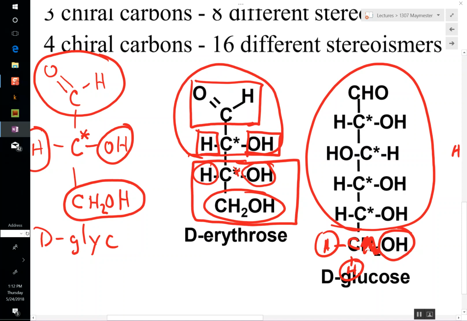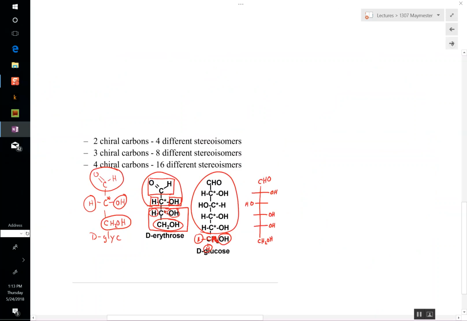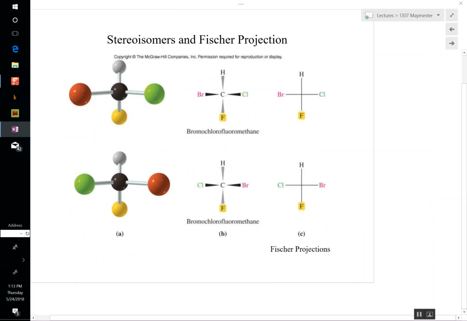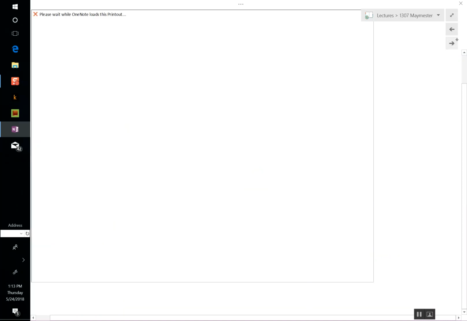So to find out whether a carbon is chiral or not, you analyze that particular carbon. You look at that carbon and you say, what are the four things on it? All right, so glucose has four chiral carbons. And so you get to these Fischer projections.